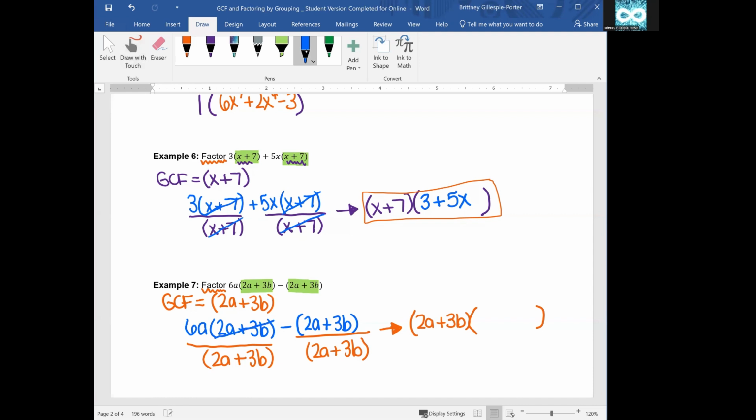2a plus 3b is going to cancel in our first term, which leaves our 6a minus, because we had our minus in between. When we take 2a plus 3b and divide it, you're like, those cancel out. Right. They cancel out because they divide to be 1. It's the same way that 5 over 5 gets us 1. So that parenthesis over the parenthesis gets us 1, which is how we get to our final answer of 2a plus 3b times 6a minus 1.